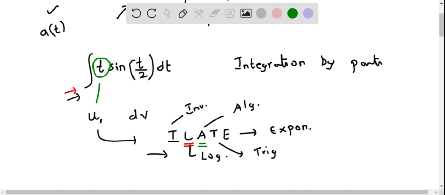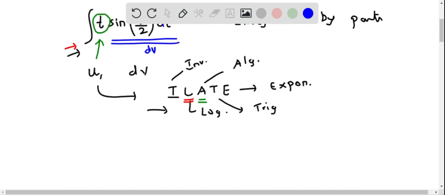So we choose u equals t, and once we have chosen u equal to t, the rest of the terms, including the dt, will be the dv. So I'm going to write down this u as well as dv that we have determined. We have chosen u as t, and dv equals sine of t by 2, and we will also have to put the dt.